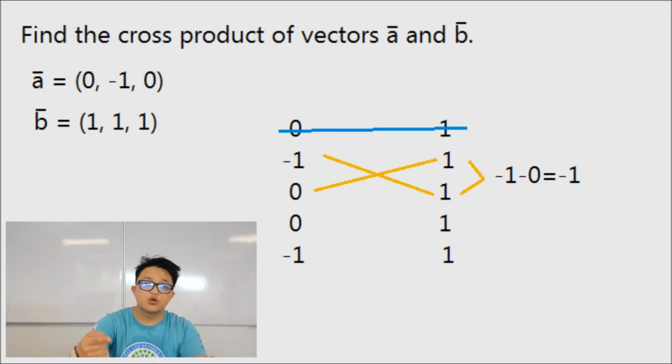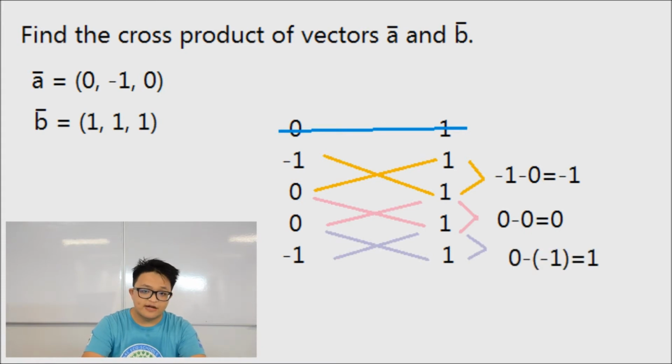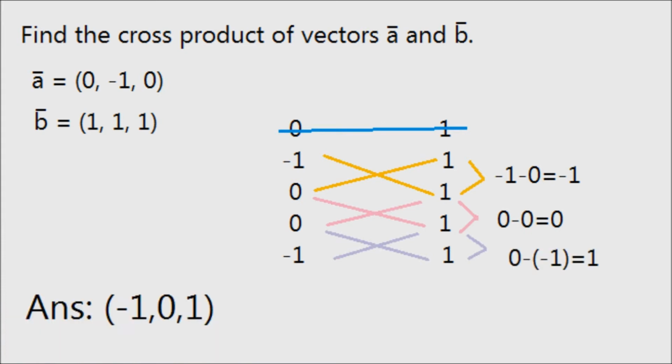And you just do the same way as for the second one and the third one, and you will eventually find -1, 0, and 1. And this is how you do it.